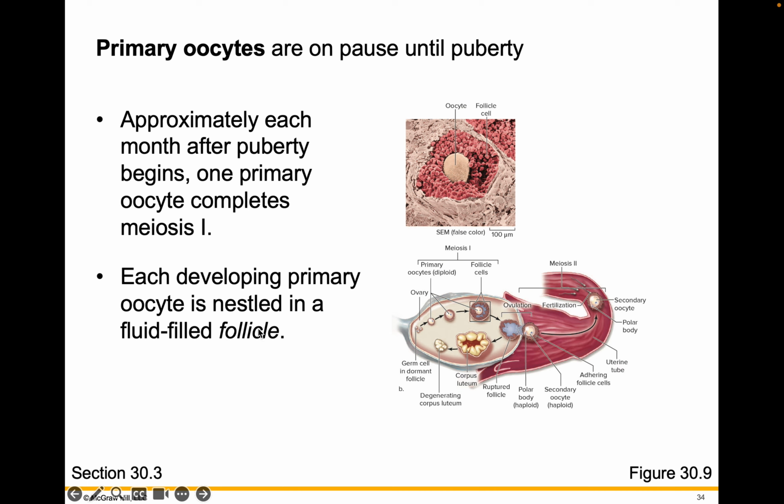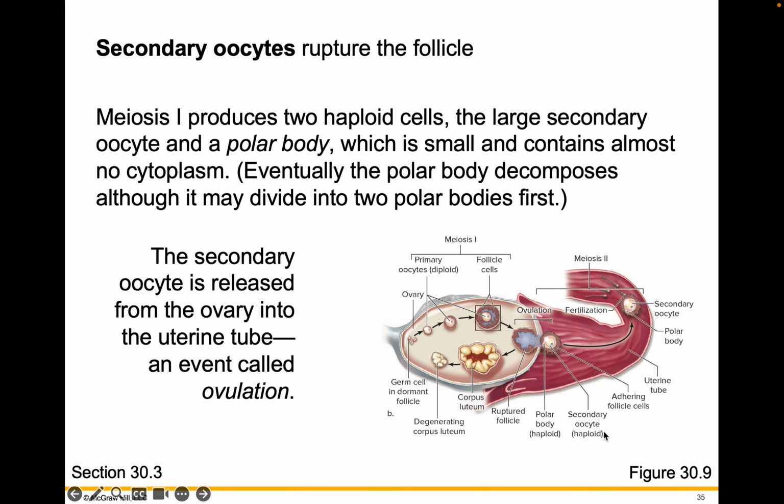Each developing primary oocyte is nested in a fluid-filled follicle. So here's the oocyte, here's the follicle, or mini follicles here. Secondary oocytes rupture the follicle. Meiosis 1 produces 2 haploid cells, the large secondary oocyte, and a polar body, which is small and contains almost no cytoplasm. Eventually, the polar body decomposes, although it may divide into 2 polar bodies first. The secondary oocyte is released from the ovary into the uterine tube in an event called ovulation.